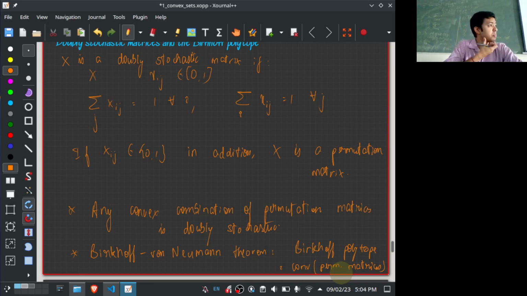Each of these permutation matrices is going to be like a base vector for the n by n space. They're basis vectors, yes, but again, we're not looking at the vector space. We're looking at the convex hull. So in this case, these are going to be the vertices of the Birkhoff polytope.